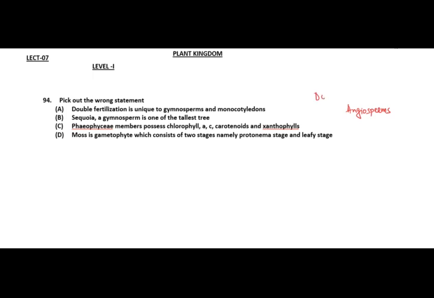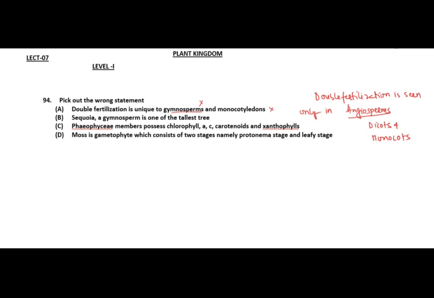Okay, so here double fertilization is seen only in angiosperms. So that includes dicots and also monocots. Here they mentioned unique to gymnosperms, so this is wrong. So hence overall this statement is wrong.